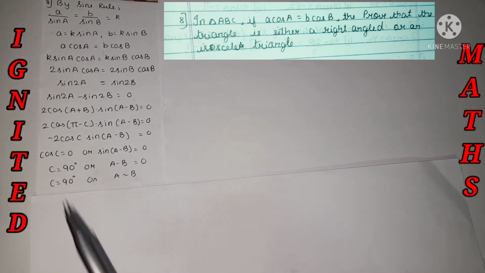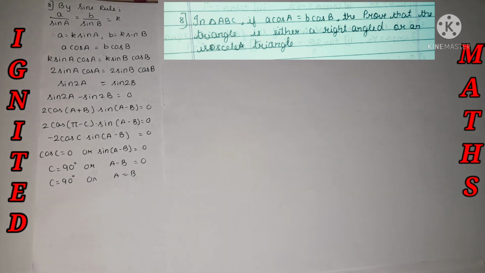Cos C is equal to 0. It's nothing but C contains 90 degrees. Zero is nothing but cos 90, so the cos cancels, so C is equal to 90. Over here A minus B is equal to 0. It's nothing but A is equal to B. So the angle C is 90 degrees, and A is equal to B. So the given triangle is either a right angle or an isosceles triangle.